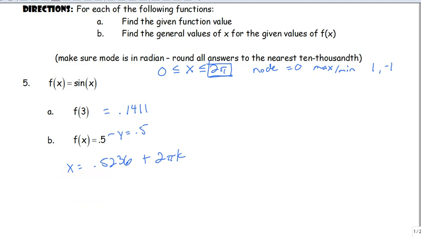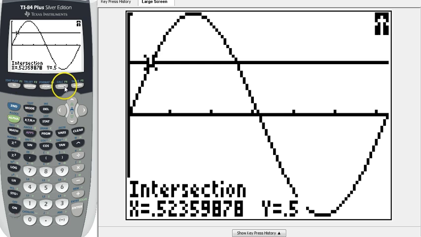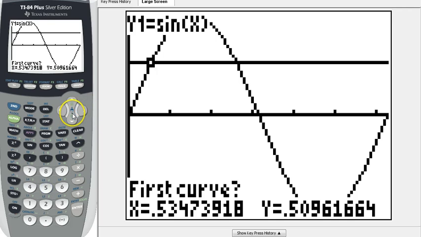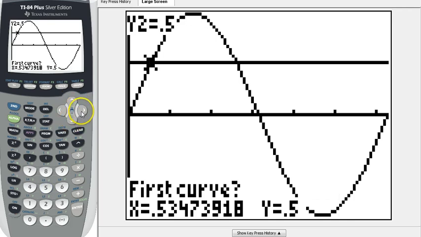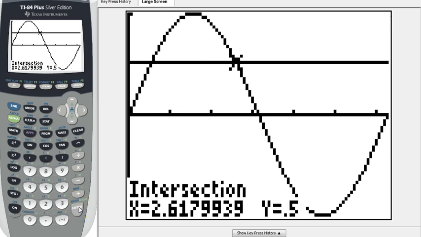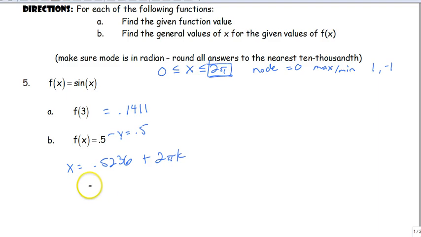I need to find the other one. It's also second trace 5. We have to move over to the other one, and then you can get the final answer. Hit enter a couple times. 1, 2, 3, and it's 2.61799. So that means it's 2.6180.